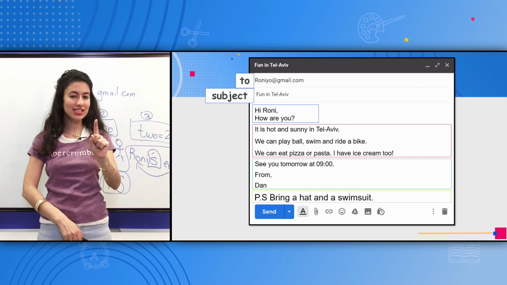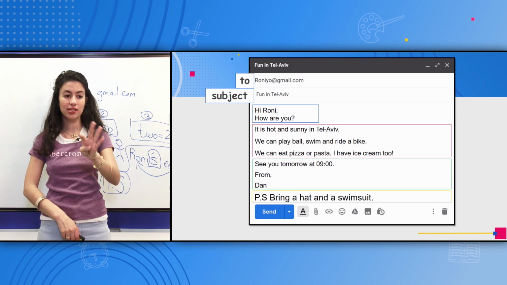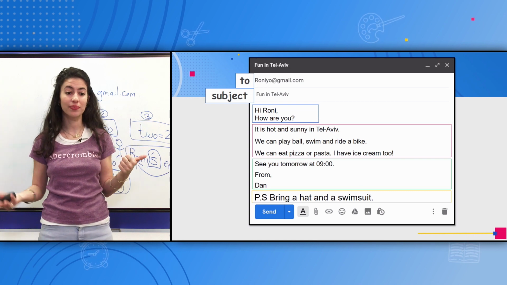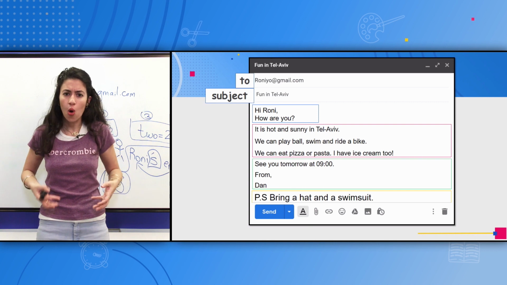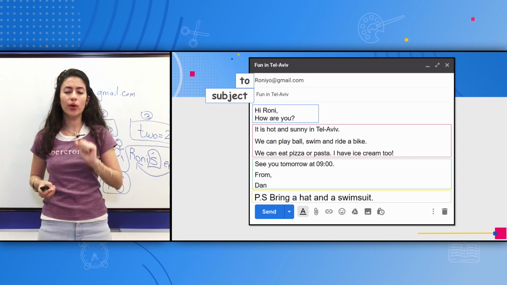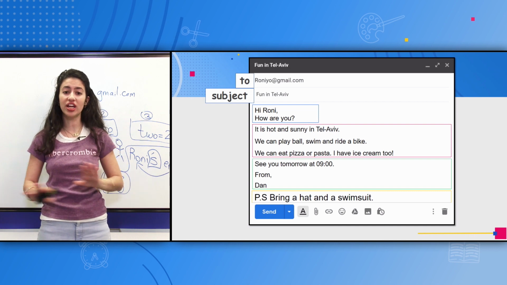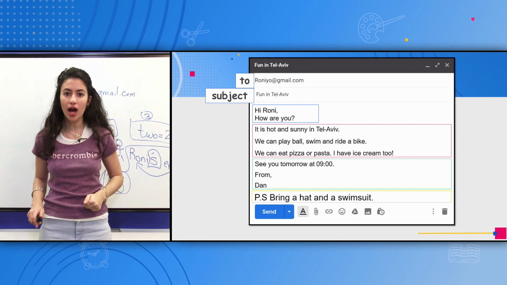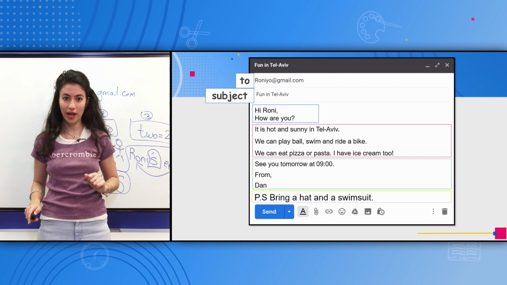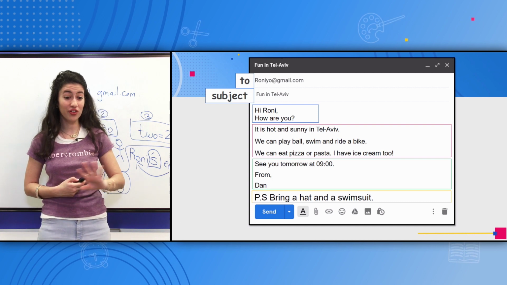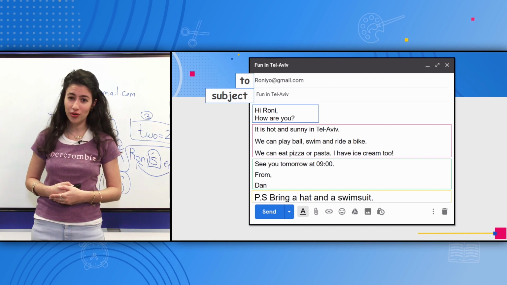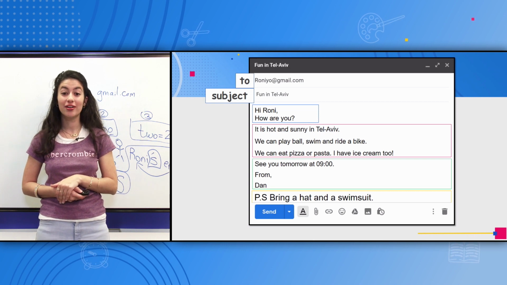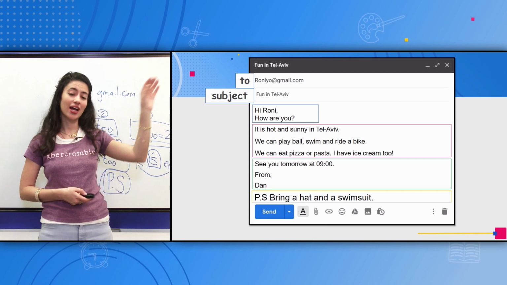Okay? So you can see that in this email we have 4 parts. The blue part is the start. Hi, Ronnie, how are you? The red part is the what. What am I talking about? The green part is the ending. It's how I finish the email. And the yellow part is, oh, I remembered something I forgot that I want to tell you. Okay? What do you do when you finish the email? What do you press? Send. That's right. You can see it in blue. That's how you press send. And Ronnie will see the email.